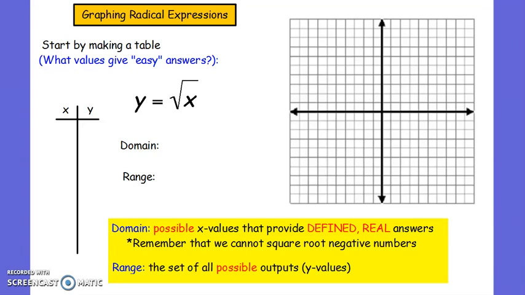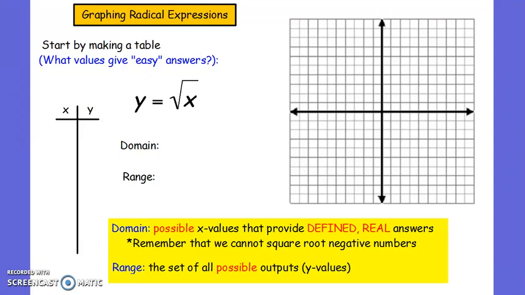Alright, this video is to help you understand how to graph radical expressions. A radical expression is just a square root expression, or essentially y equals the square root of x is about as simple a radical expression as you can have. The only real operation in there is taking the square root of whatever input values you choose.